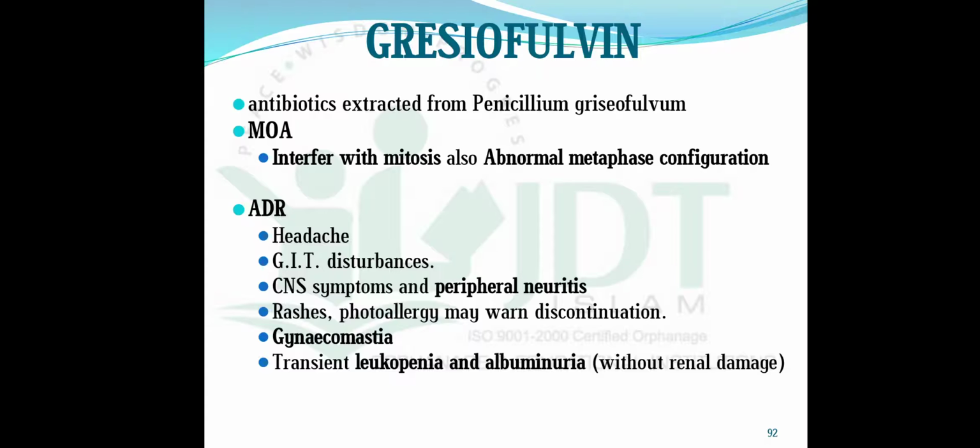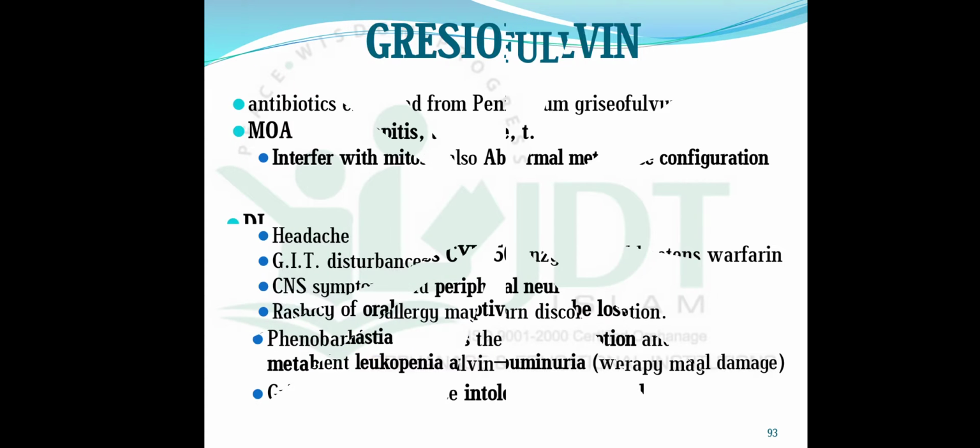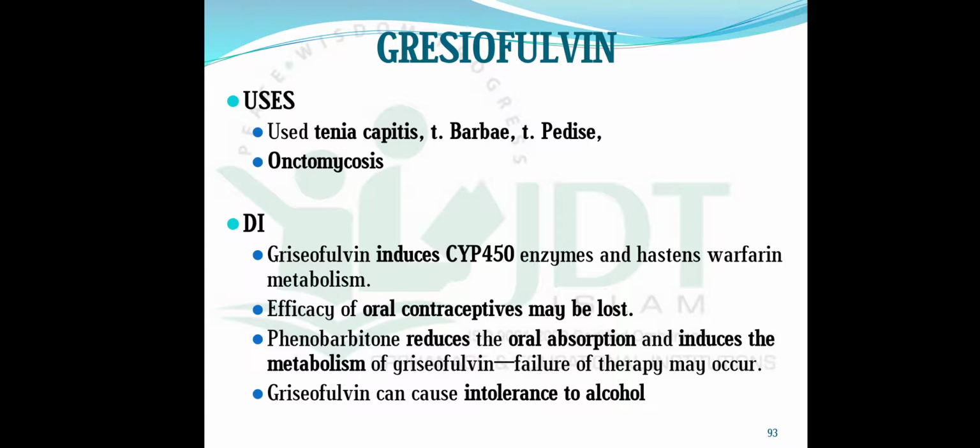Amphotericin has renal damaging effects, but in case of griseofulvin, transient leukopenia and albuminuria will occur, but without renal damage. Now, what are the uses? It is used in tinea capitis, tinea barbae, and tinea pedis, and otomycosis. Now, important drug interactions.